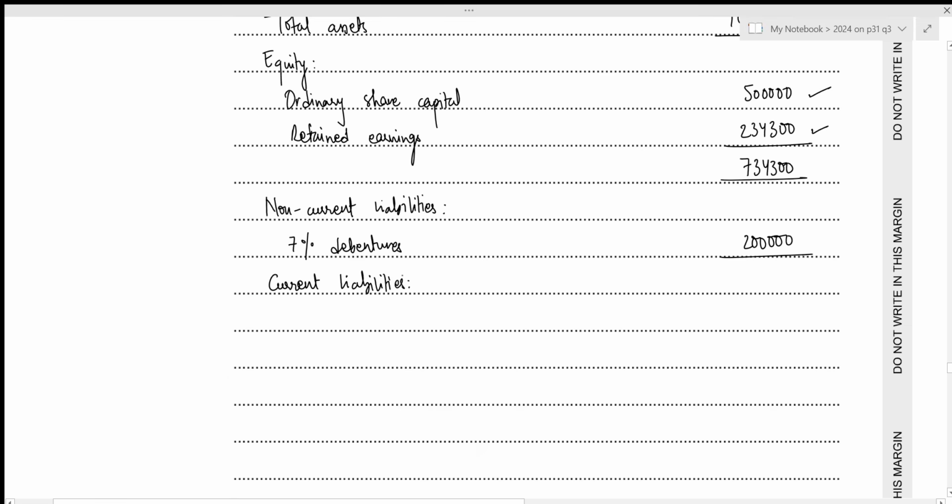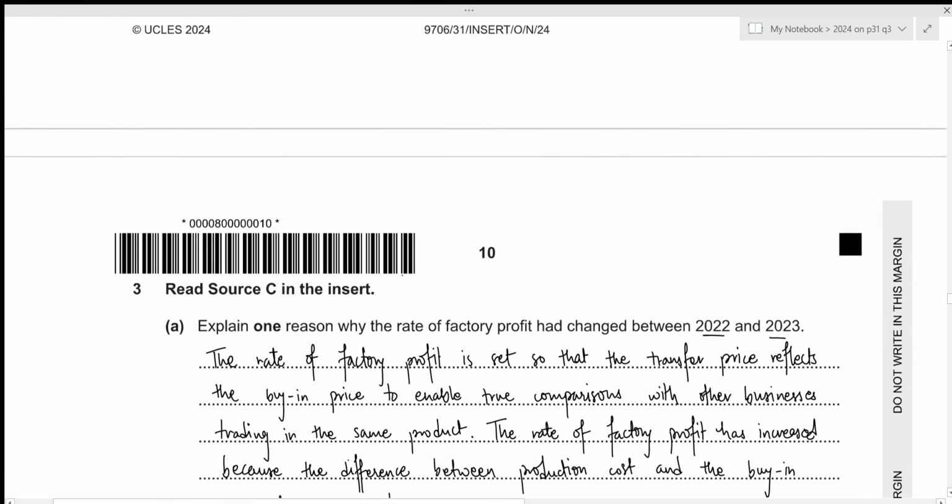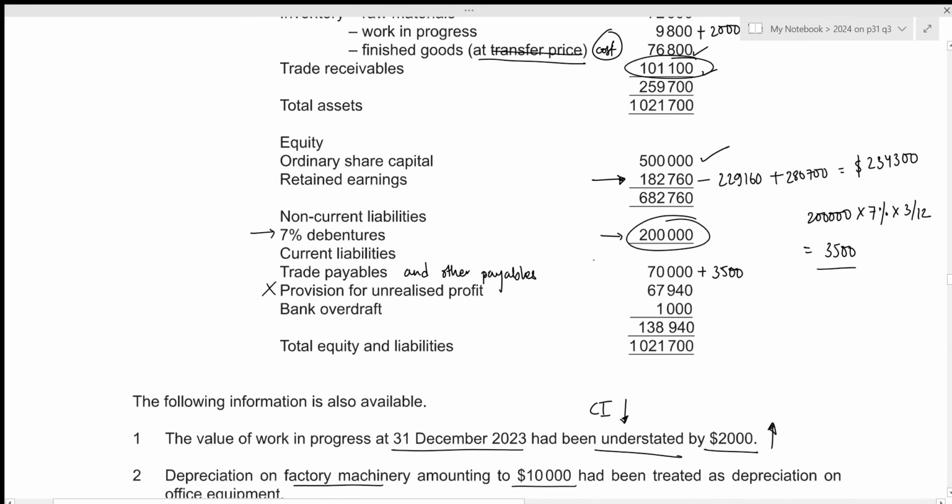Okay. For the current liabilities, we made adjustments to trade payables. It should also include the other payables, which was the remaining interest to be paid on the 7% debenture. So the total amount will be 73,500 for trade and other payables. We should not be including the provision for unrealized profit, so that was incorrect. Then we have the bank overdraft of 1,000. So these are the only two items that we need to include under the heading of current liabilities.